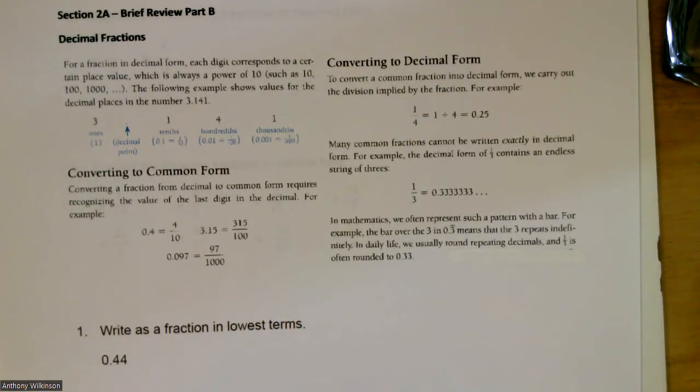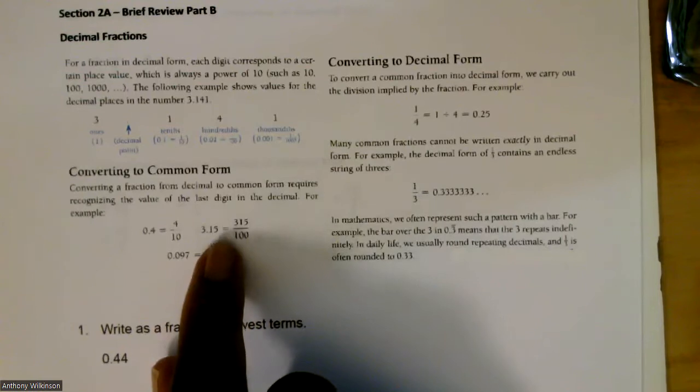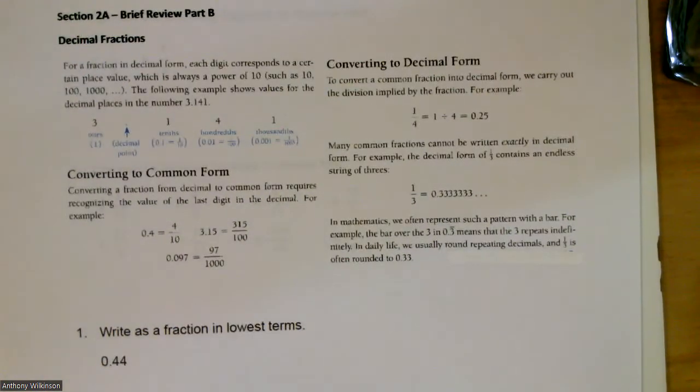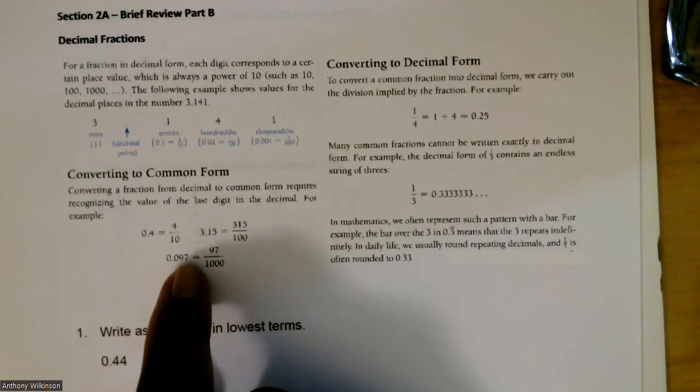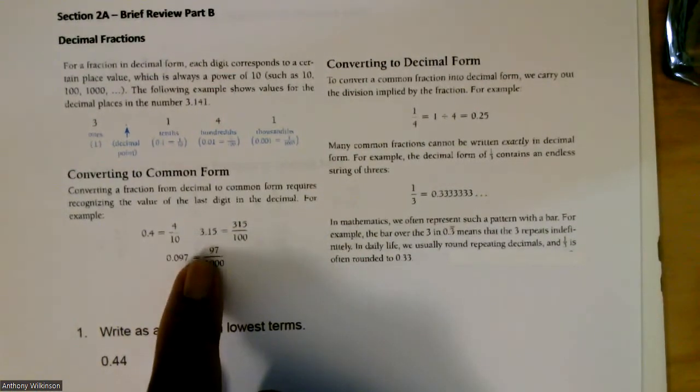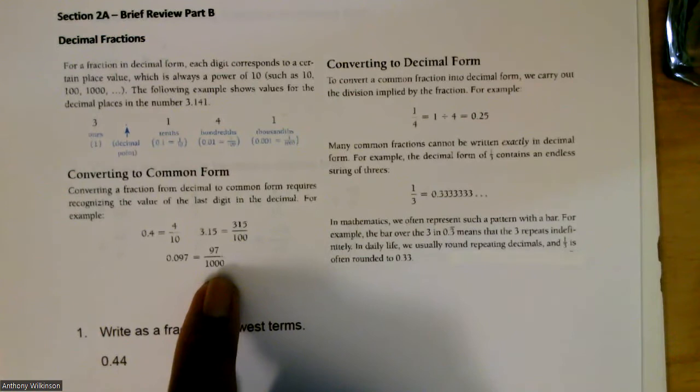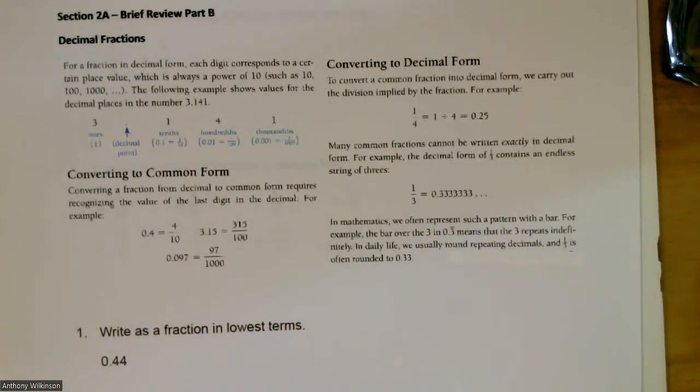And 3.15, the last digit is the second number after the decimal point. That's the hundredths place, tenths and then hundredths. So it'll be 315 divided by 100. And 0.097, well, the last digit is a 7. It's the third digit after the decimal point, so that represents the thousandths place. So that's why you see 1,000 in the denominator and then 97 in the numerator. So 0.097 as a fraction would be 97 over 1,000.